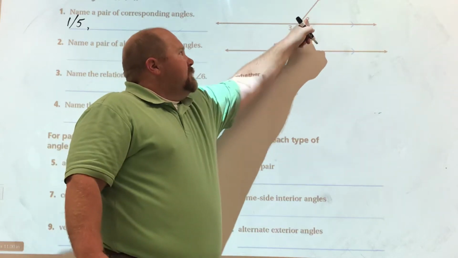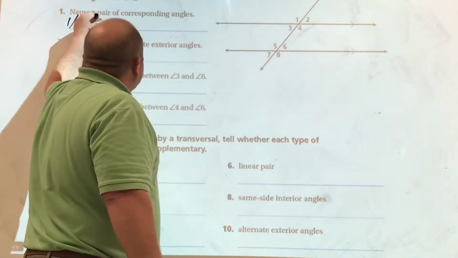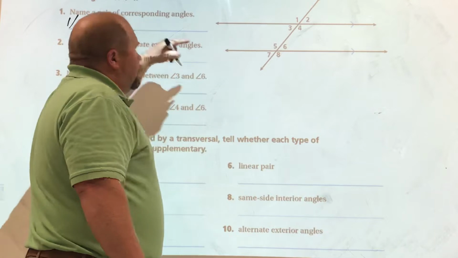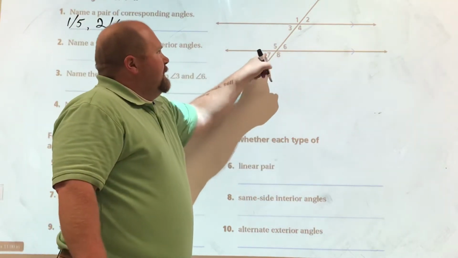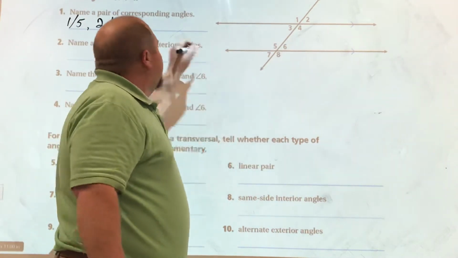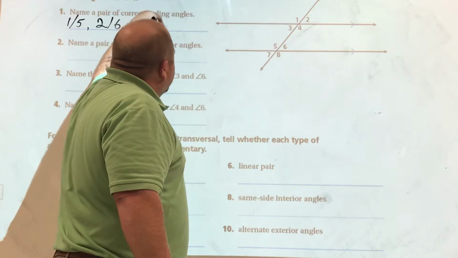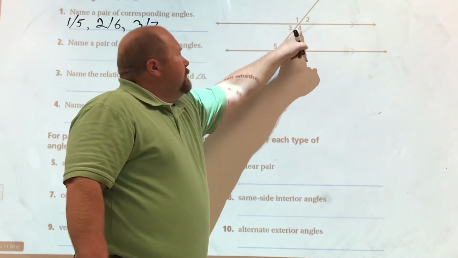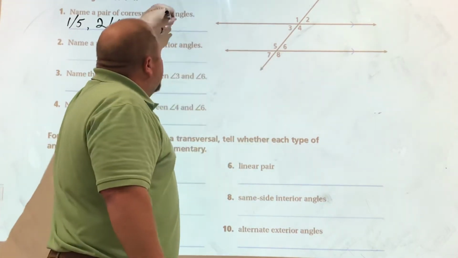Another example would be angle 2 and 6. 3 and 7 are also corresponding angles. And also 4 and 8 are corresponding angles.